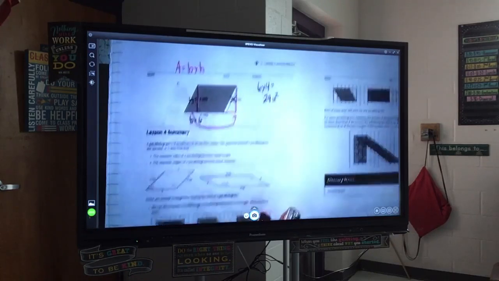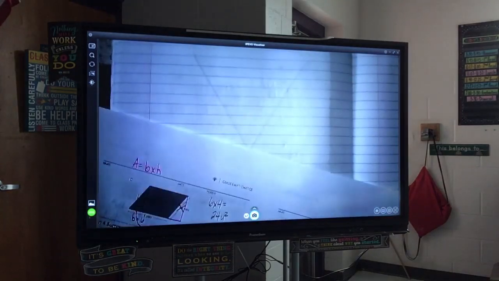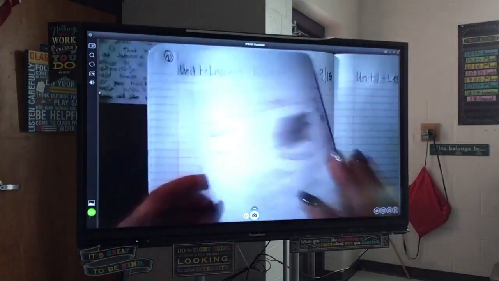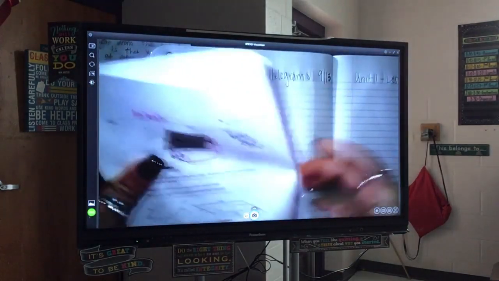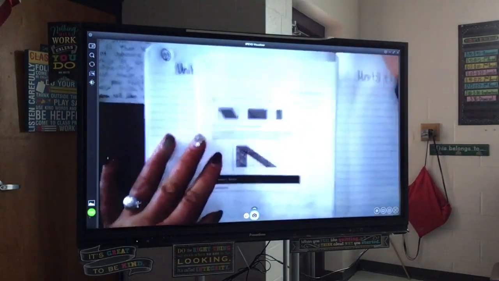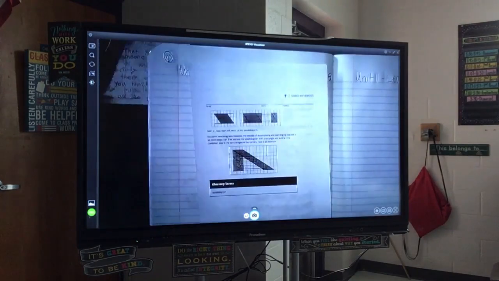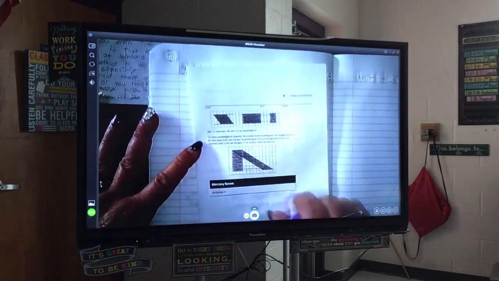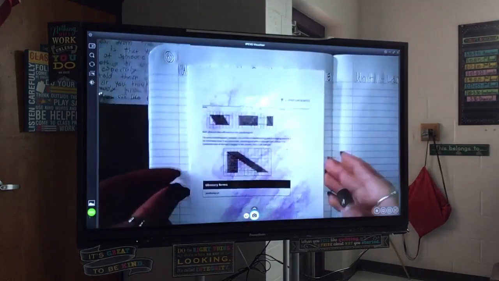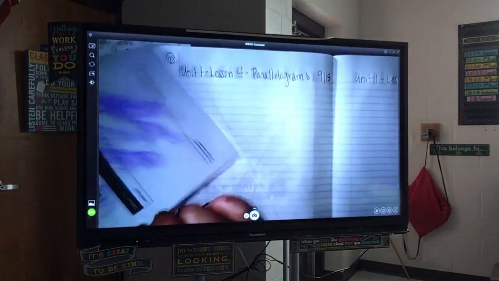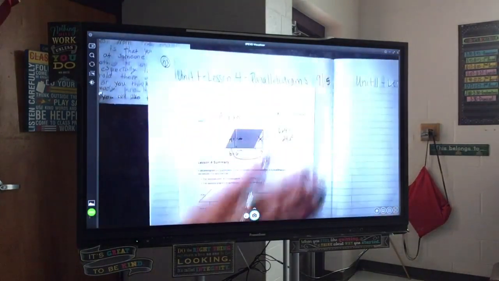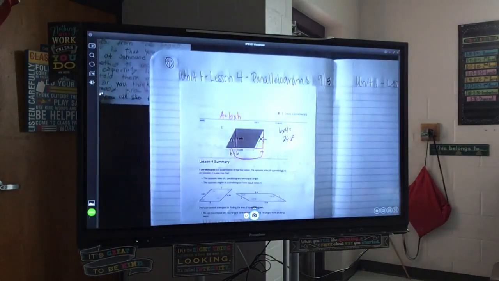And that is it for our lesson for today. So go ahead and fold it in half. Listen guys, you are gluing the back side, this side right here, and you're gluing it down on this page. Why are we talking? Stop, please.